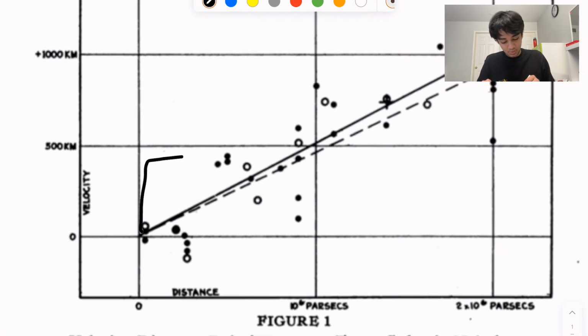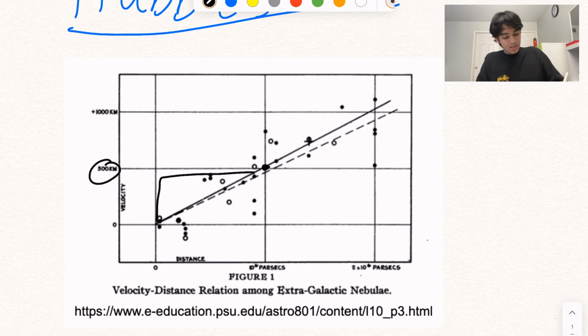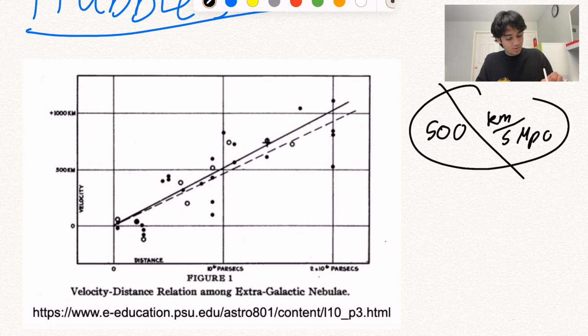We can see rise over run. The rise is 500 kilometers from this point to this, and the run is 10 to the power 6 parsecs, which is 1 megaparsec, right? 1 million parsecs. And with that, we get our slope of 500 kilometers per second over megaparsecs. This is wrong, by the way.